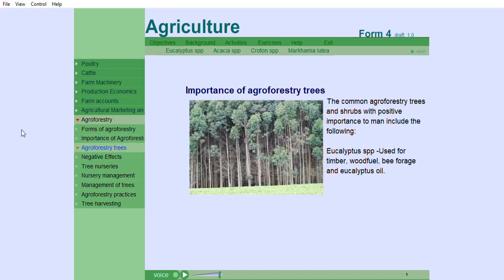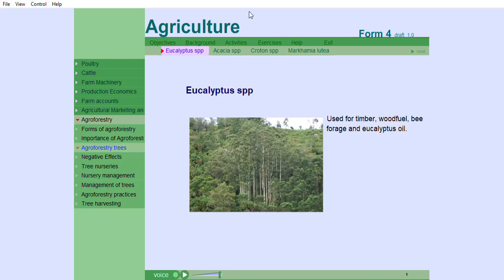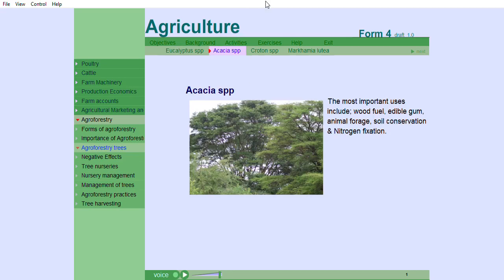Importance of agroforestry. The common agroforestry trees and shrubs with positive importance to man include the following. Eucalyptus spp. Used for timber, wood fuel, bee forage and eucalyptus oil. Acacia spp. The most important uses include wood fuel, edible gum, animal forage, soil conservation and nitrogen fixation.